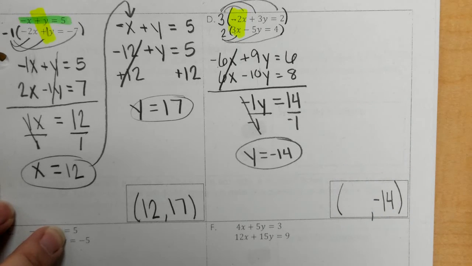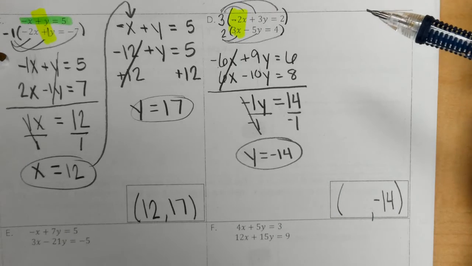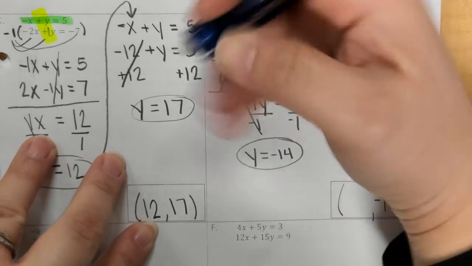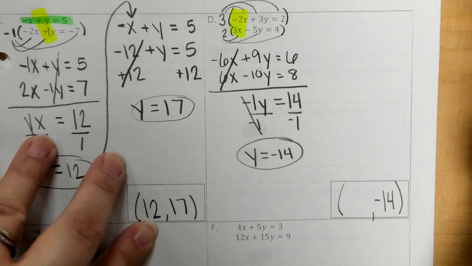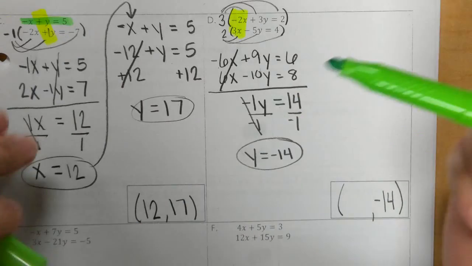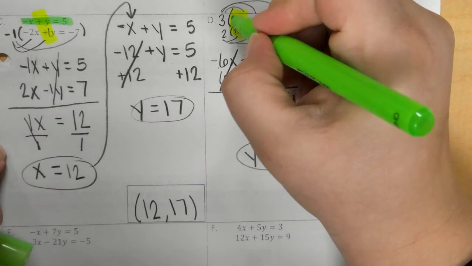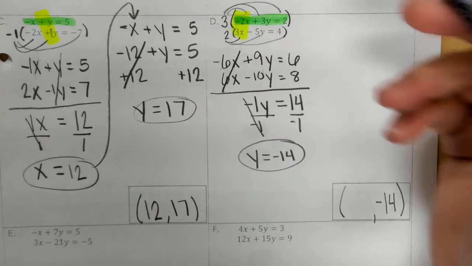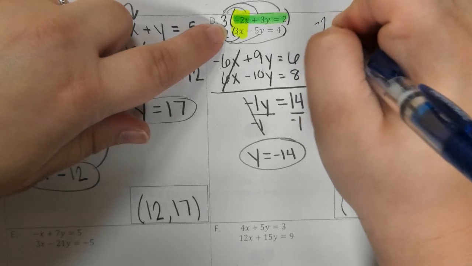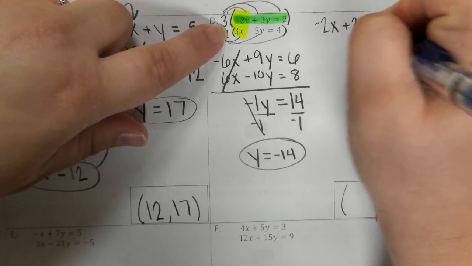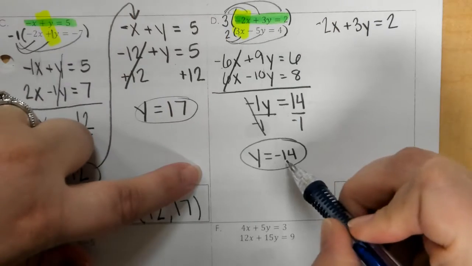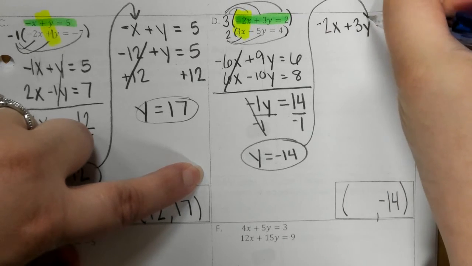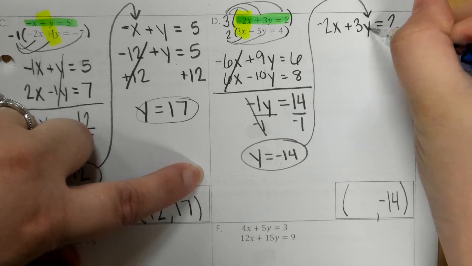Okay, but then I need to pick an equation to plug this back into. Either way, they both have quite a few numbers, but I think I'm going to pick the top one. It doesn't really matter which one you pick, it's just whatever one you feel more comfortable with. Now this is negative 14, so I draw an arrow so I know exactly where I'm going. That's going to go in for y.